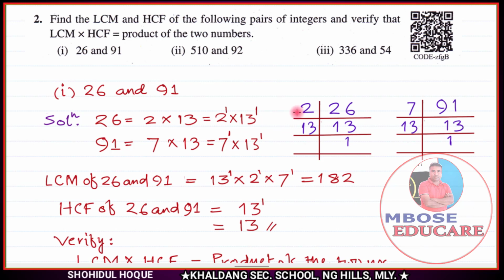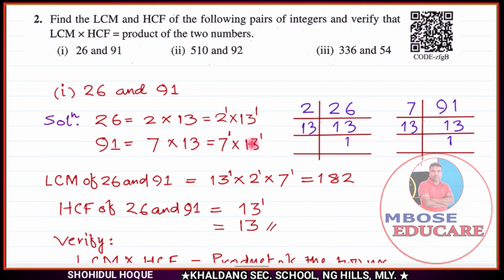Now we have to write them as a product. 26 is equal to 2 into 13, and we have to write it in power form, 2 to the power 1 and 13 to the power 1. Next, this 91 we have to write as a product of powers. 91 is equal to 7 into 13. Now we write in power form, that is 7 to the power 1 and 13 is one time only, so 13 to the power 1.